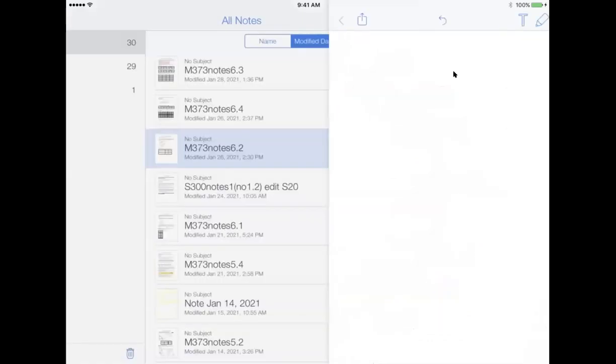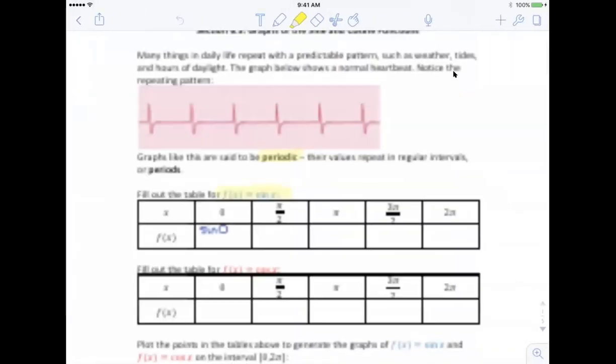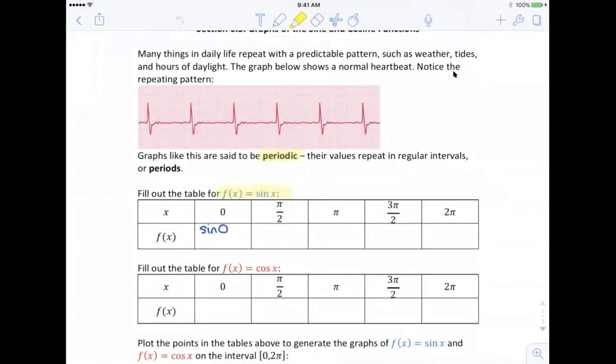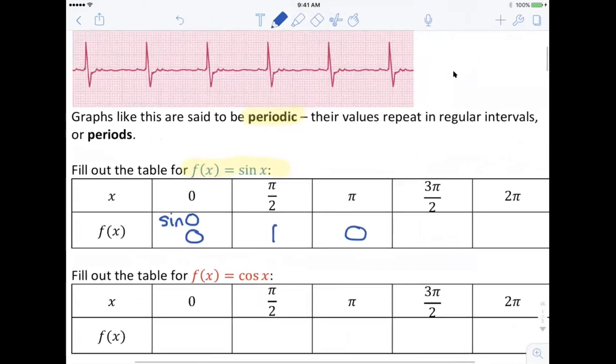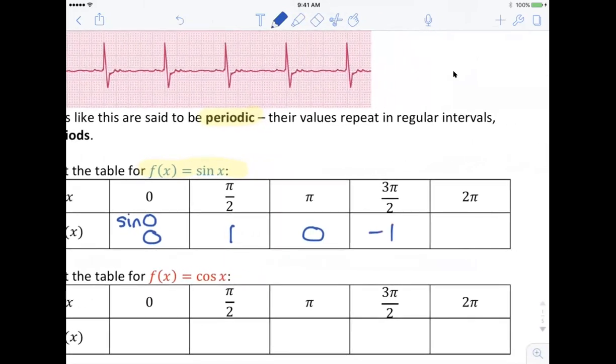So let's go back there and put those in. The sine of 0 we saw was 0, pi over 2 was 1, pi was back to 0, 3 pi over 2 was negative 1, and 2 pi is 0.